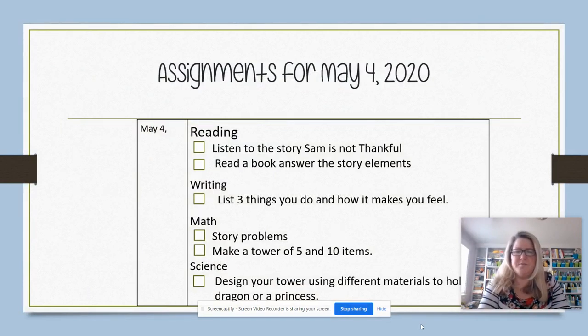So I'm going to go, as usual, over your assignments for today. For math, it is to work on some story problems and to make a tower of 5 or 10. And then in science, to design your tower using different materials to hold a dragon or a princess. Ooh, pretty fun stuff today.